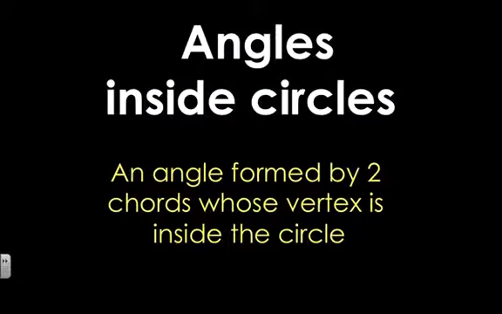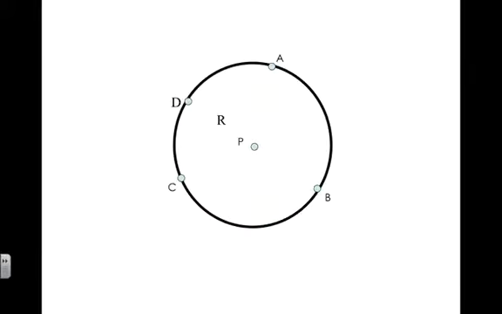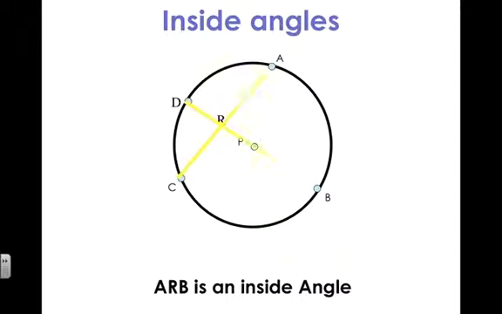Next, we have angles that are inside circles, and these are formed by two chords where the vertex of the angle is inside the circle as opposed to on the circle. Here's what this looks like. Inside angles, we're going to call ARB an inside angle. We actually have 4 inside angles all located around this vertex called R, which is now kind of covered up. So angle ARB would be an example of an inside angle. DRB, DRA, CRB, those are all inside angles, okay, because the vertex is inside the circle.